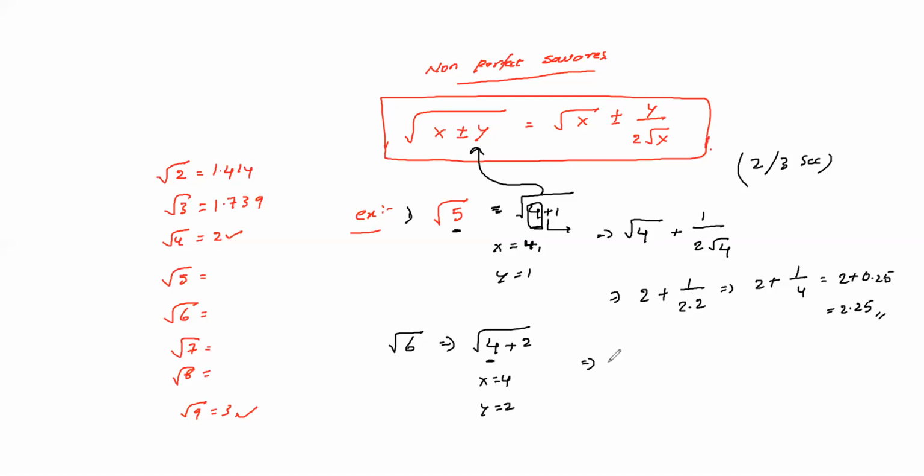So the formula is root 4 plus 2 by 2 root 4. Root 4 is nothing but 2, plus 2 by 2 into 2. So 2 will get cancelled. So 2 plus 1 by 2. 1 by 2 is nothing but 0.5. So 2 plus 0.5 is nothing but 2.5. Okay, remember, these will be nearby approximate values. Like this you can solve it.